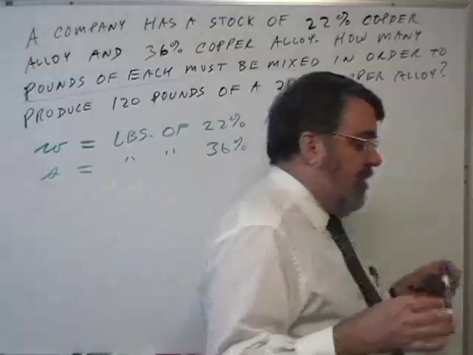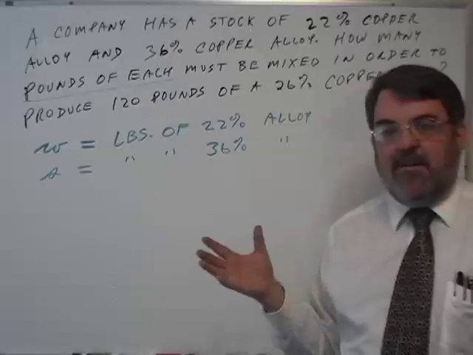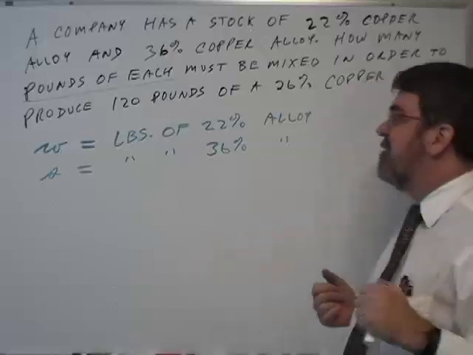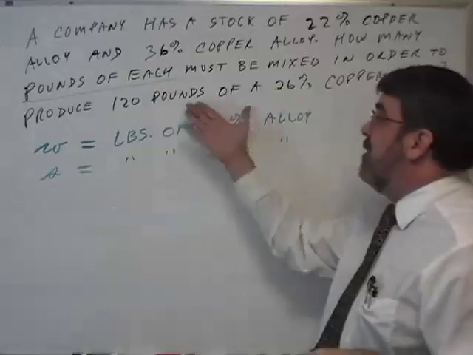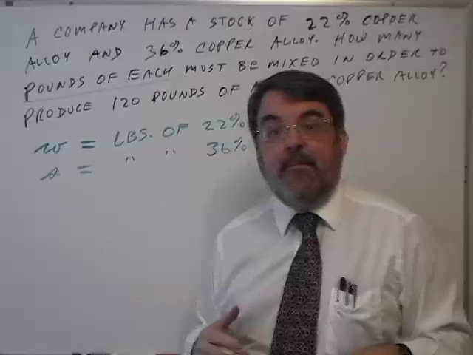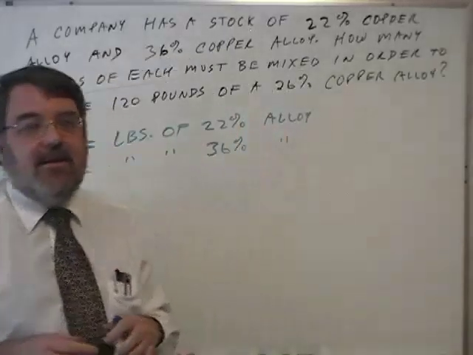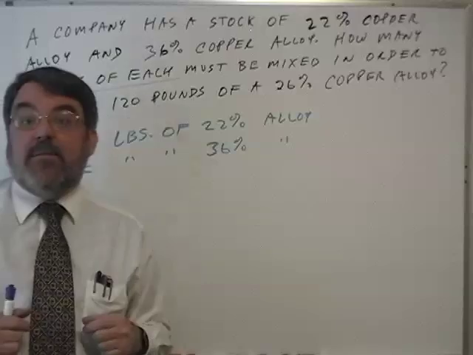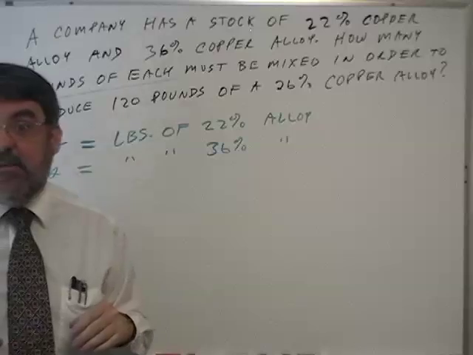So you might wonder, well, okay, I have two unknowns. What are the two clues to the problem? One of them clearly is that we have to produce a 26% copper alloy, 120 pounds. The other clue is a little bit hidden, and it's the 120 pounds. We need these to add up to 120 pounds.